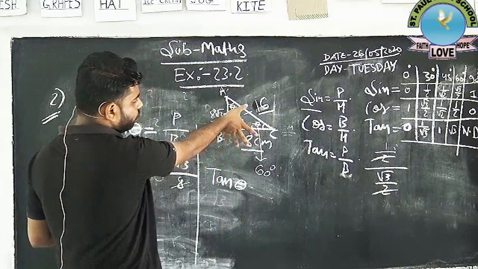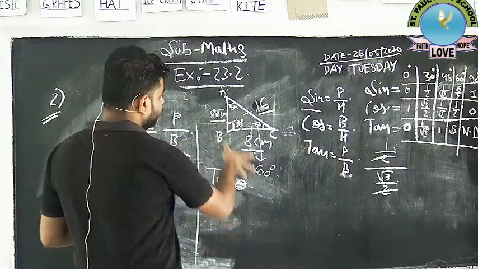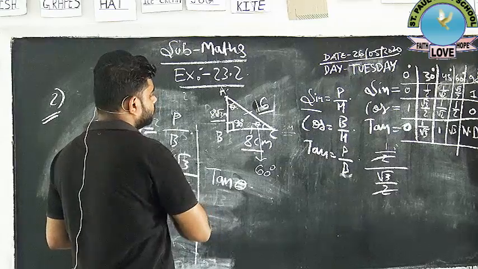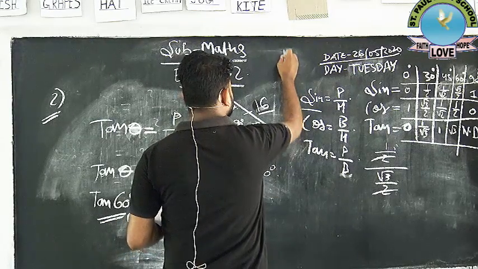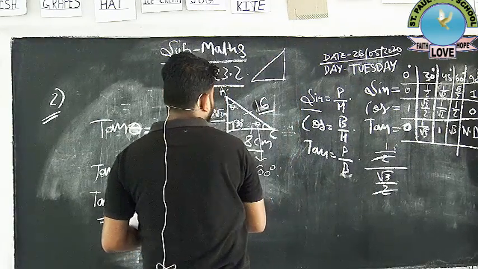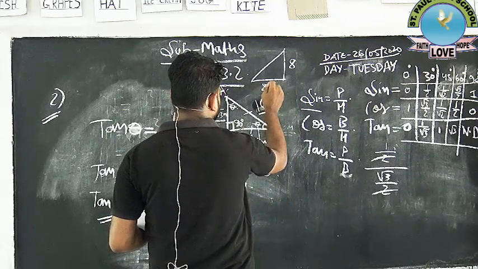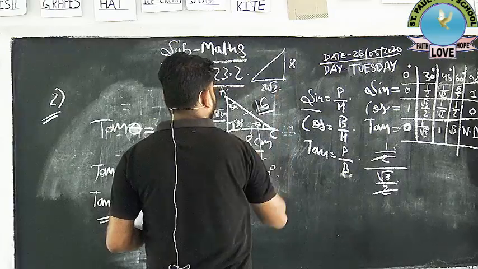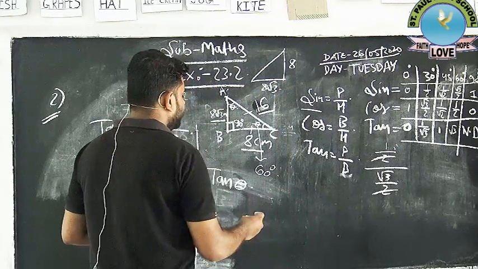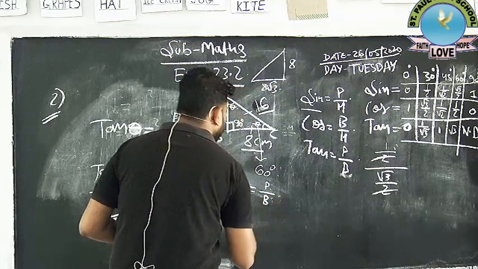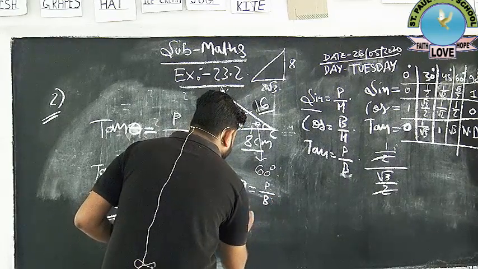If I turn this right angle triangle, it will appear like this. The 8 centimeter will now be my perpendicular, and this 8 root 3 will be my base. So tan theta is P by B, just write it. We have to calculate for theta.